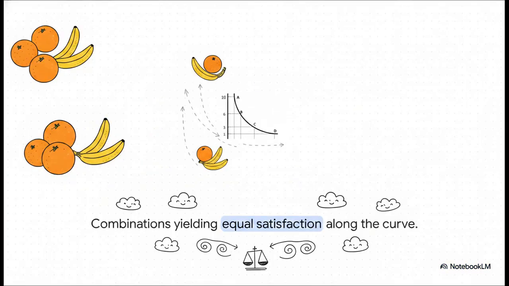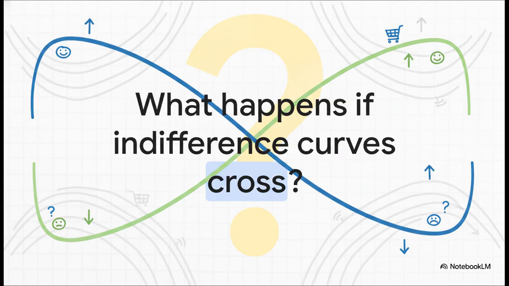So imagine you're looking at different combinations of oranges and bananas. Every single combination that gives you the exact same level of satisfaction connects to form this downward sloping shape. Whether you have 1 orange and 10 bananas, or you swing all the way over to 7 oranges and just 1 banana, your total satisfaction remains exactly the same. You are literally utterly indifferent between these baskets. And that inward bow shape it has, that convexity, is a direct reflection of that diminishing marginal rate of substitution we just talked about.